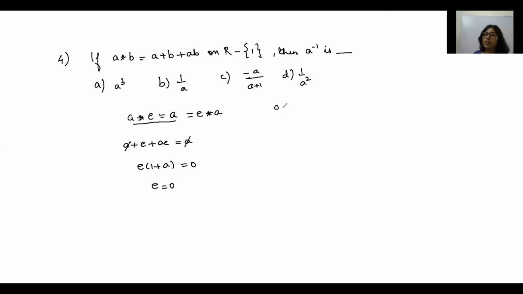Now let's go for the inverse. Inverse means A star B is equal to E. What's A star B? A plus B plus AB.